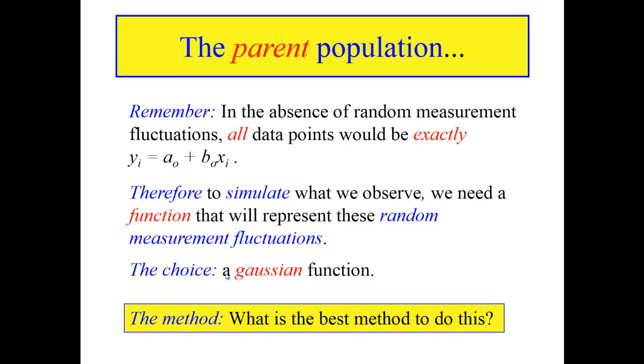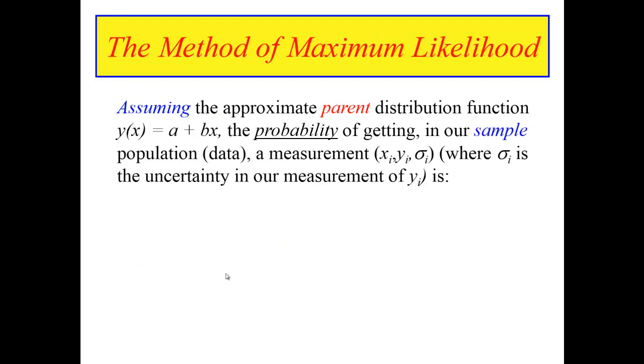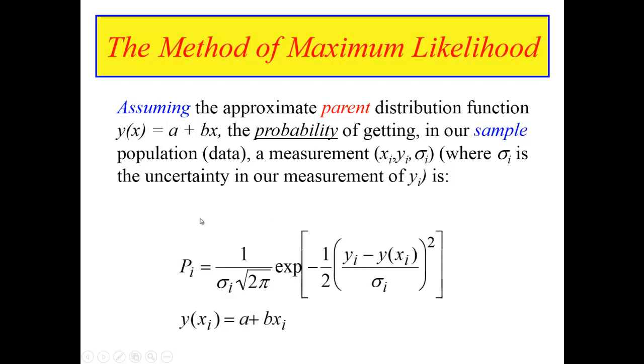So how do we use that to calculate the probability that our data points came from the parent population, or the population that has the values a and b that is going to be our estimate of the parent population? If we make a measurement of, given a particular value x, we measure the value y along with its inherent uncertainty, the Gaussian function tells us that the probability of getting exactly that data set would be the following, right? Where the y of x sub i is our assumed parent population.